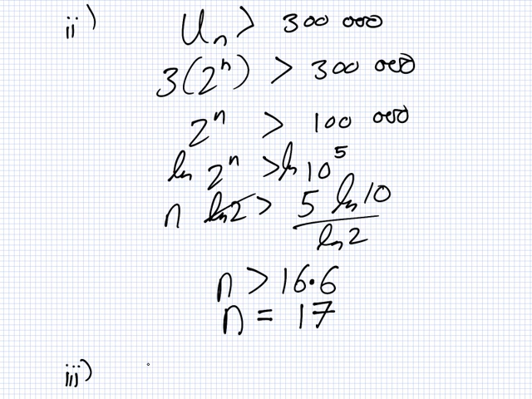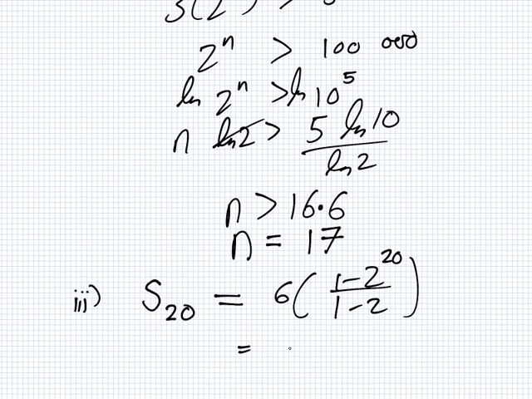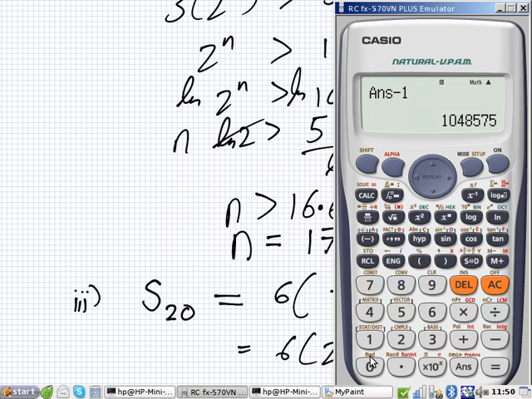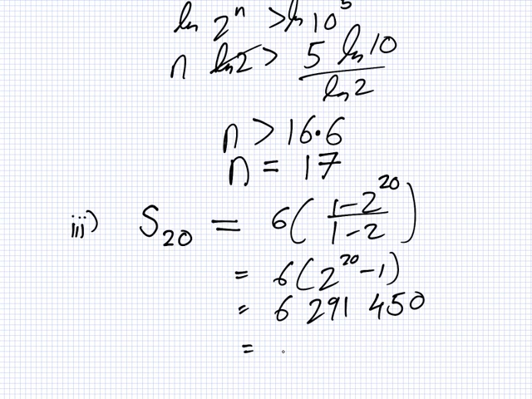Find the sum S20. What's the a here? Good. It's a times (1 minus r^n) over (1 minus r). So that's 6 times (2^20 minus 1), whatever that is. What's that? 6 million, is it? 6.29 million. To three significant figures, that would be 6.29 million. You don't have to do that.